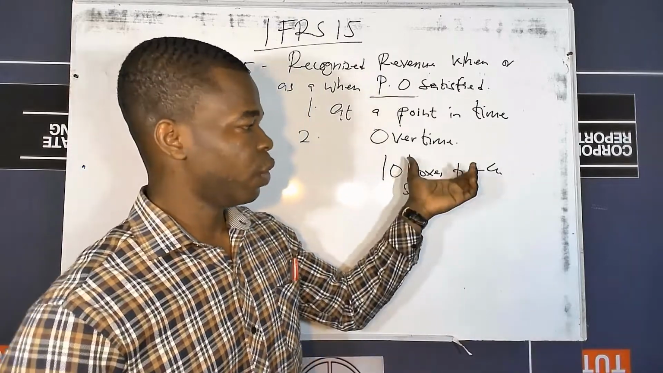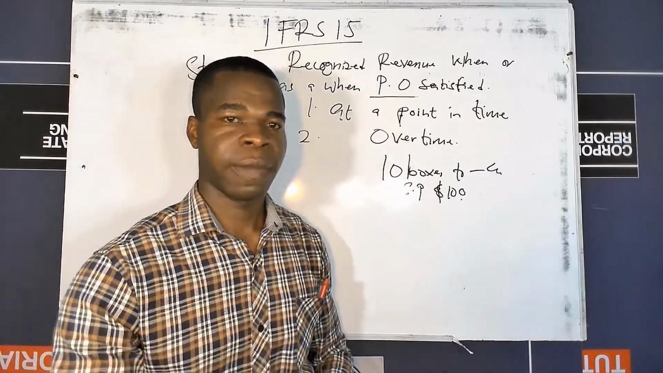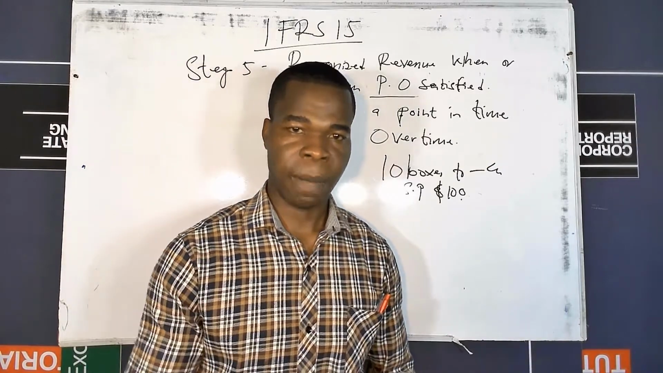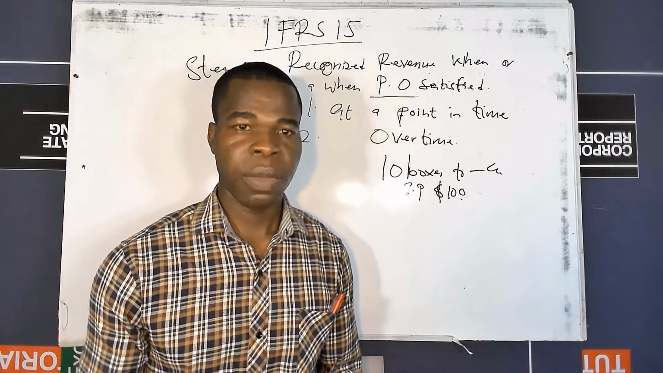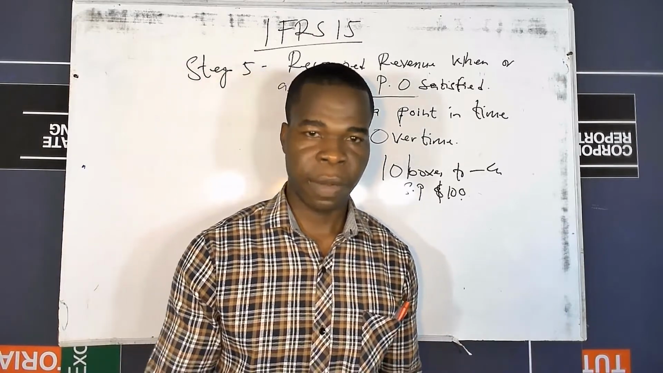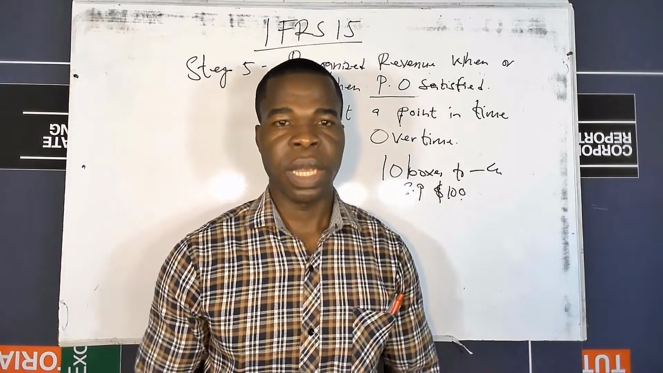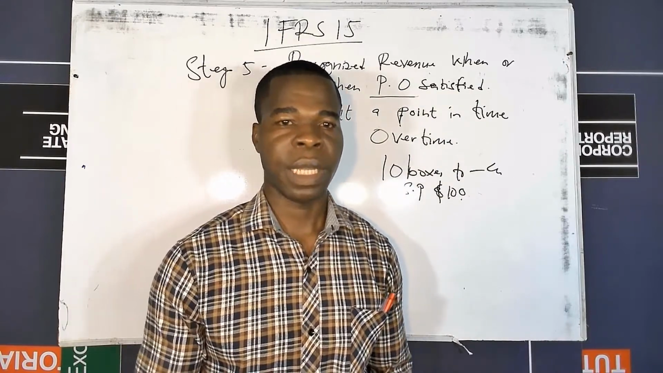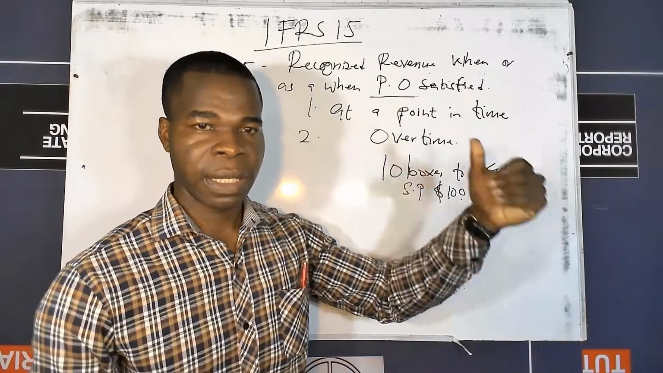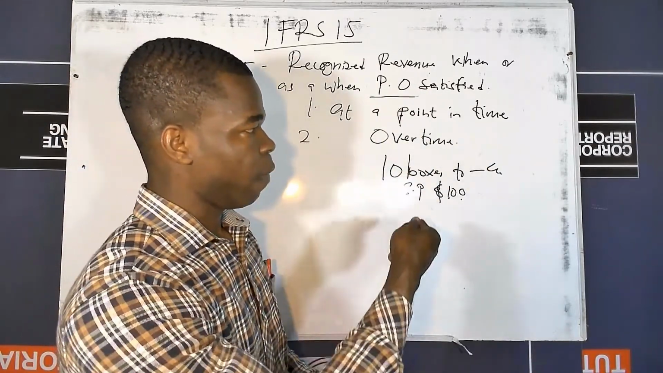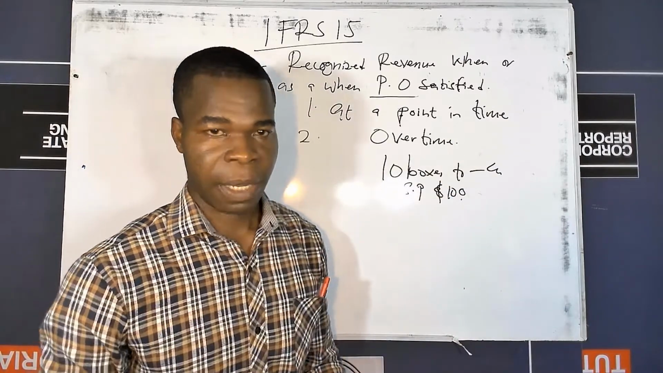But there are some issues that come with a performance obligation satisfied at a point in time, and they are consignment inventory, repurchase agreements, and bill-and-hold arrangements. All these are some of the few exceptions that come up anytime the entity is trying to satisfy its performance obligation at a point in time.